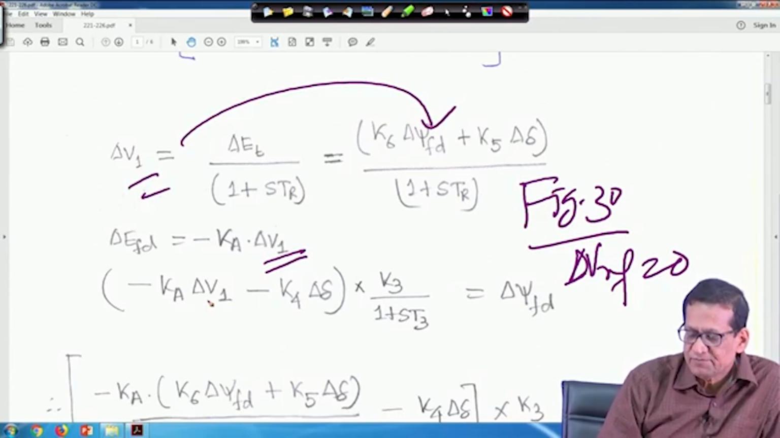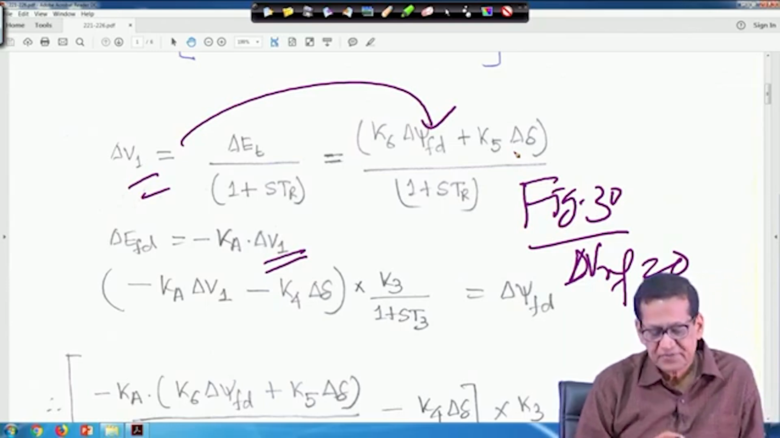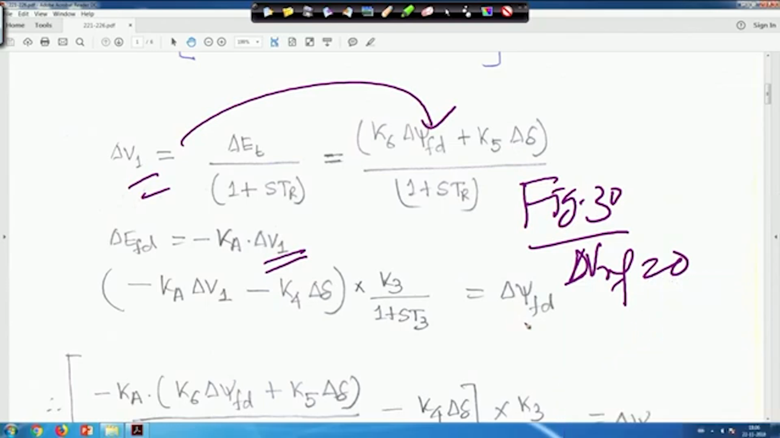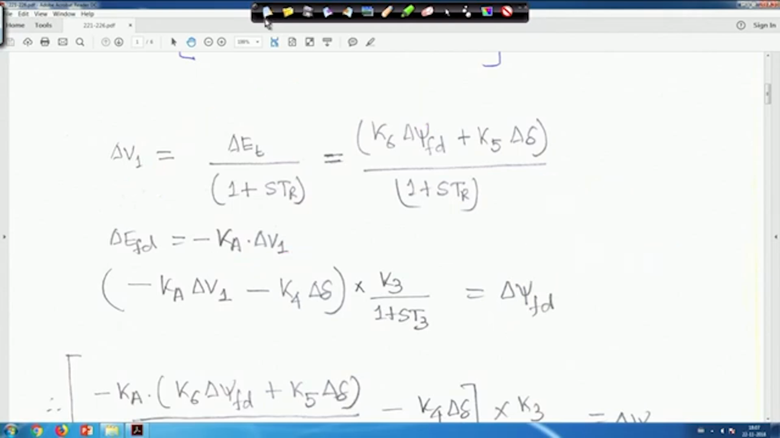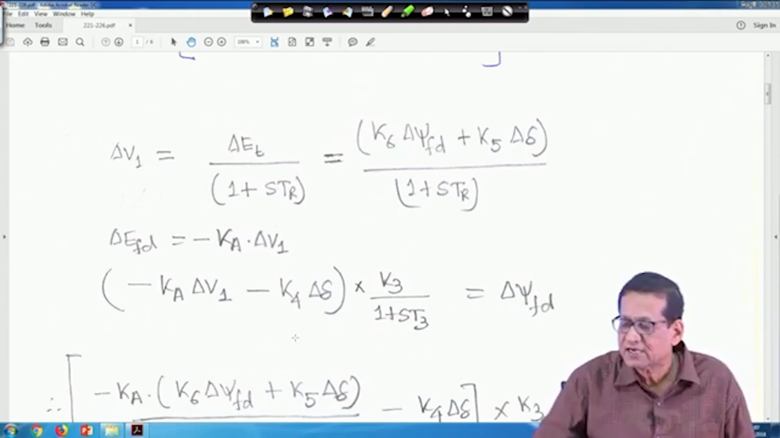So, it will become minus k a delta V 1, and delta V 1 will be k 6 delta psi f d plus k 5 delta, multiplied by 1 upon 1 plus S T r. Then for this delta E f d and delta psi f d, let me go to the figure once again, just hold on, then I will come back.